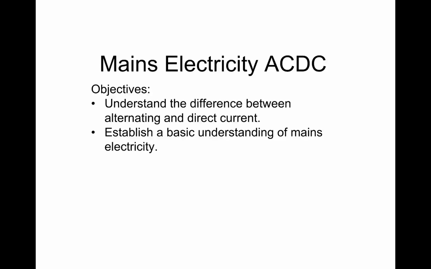This is GCSE Physics, Electricity Lesson 12, and this is Mains Electricity, AC/DC. So we're going to understand the difference between alternating and direct current and establish a basic understanding of mains electricity.